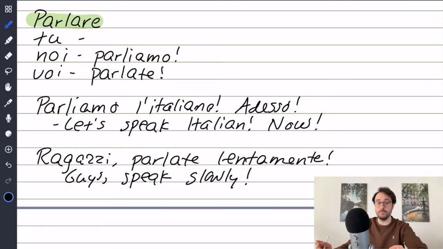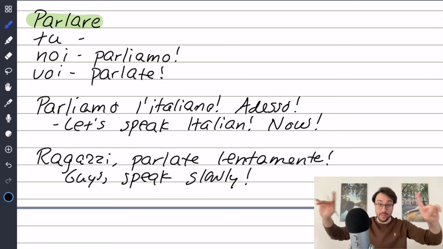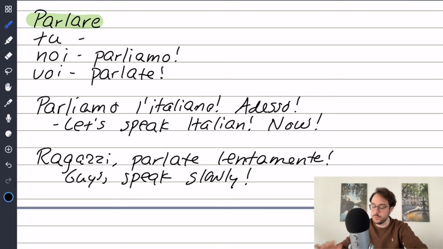The tu form for all are verbs that are regular, okay? There are irregular verbs. We're going to look at that in another one of our lessons. But for all regular are verbs, the ending is a, okay? The ending is a. So tu is going to be parla. Parla. That just means speak. You, speak. You know? So if I tell you, I'm going to put the example over here.